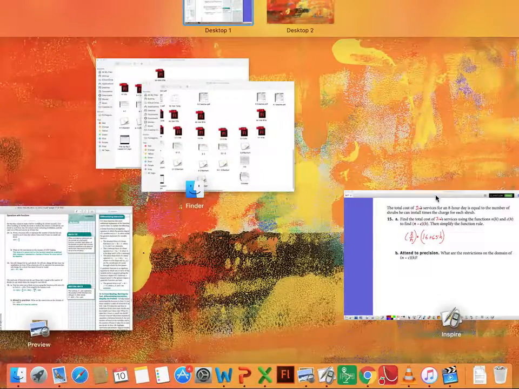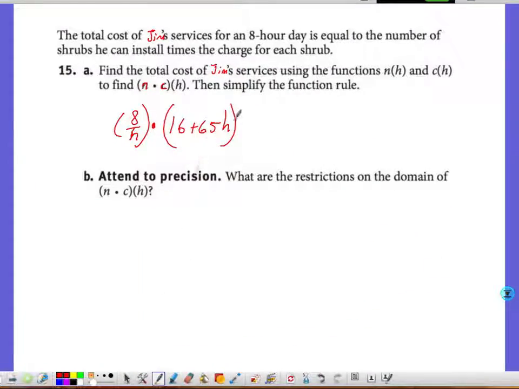Yes, 16 plus 65h. Okay. So again, remember, this is the notation for multiplying functions. N and C basically tell me what I'm multiplying together. And the H, again, I've seen some students make this mistake. They think the H is something you should also multiply. Nope, that's not it. This first parentheses tells you what functions you're using and what the operation is. And the second parentheses tells you what the variable is. So in this case, my variable is h, which is what I have here, h and h.